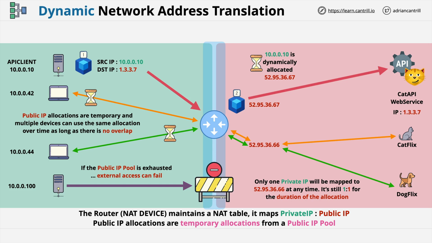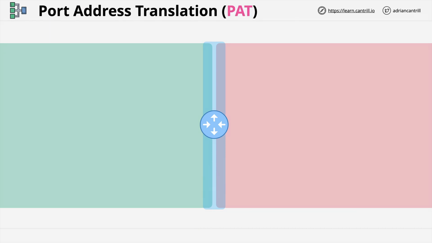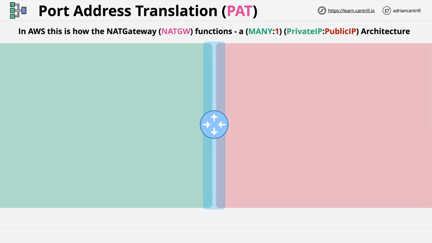Now, the last type of NAT which I want to talk about is the one which you're probably familiar with. This is port address translation. This is the type of NAT you likely use on your home network. Port address translation is what allows a large number of private devices to share one public address. It's how the AWS NAT gateway functions within the AWS environment. It has a many-to-one mapping architecture, so many private IP version 4 addresses are mapped onto one single public IP version 4 address. Let's step through an example because this will make it easier to understand.